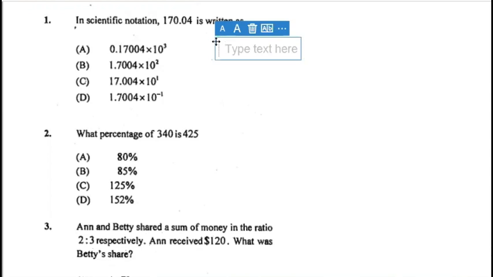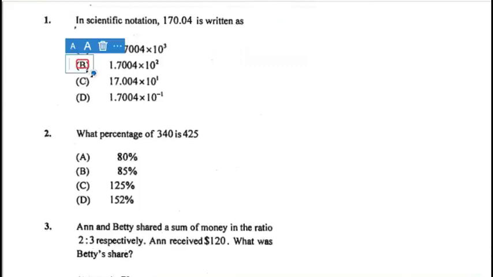So here goes. Number one states, in scientific notation, 170.04 is written as. So remember, with scientific notation, the decimal point must come after the first significant digit. So in this case, the first significant digit is 1. So that means we're moving the decimal point 2 places, and we're moving to the left, and that means our answer is 1.7004 times 10 to the 2. So our answer for number 1 is B.